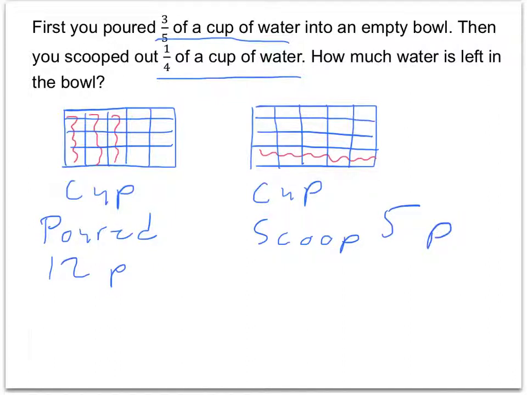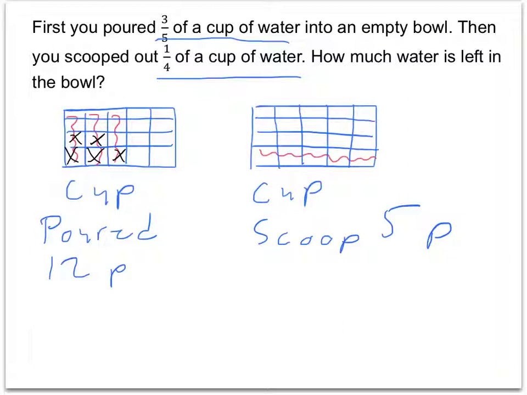Okay? Now all those pieces are of the same size. And so that's very important. Whenever we're comparing fractions or doing things with different fractions, we have to have pieces of the same size. So we poured in 12 pieces. We're going to scoop out 5 pieces. And so let's X out the 5 pieces that we're going to scoop out. 1, 2, 3, 4, 5.